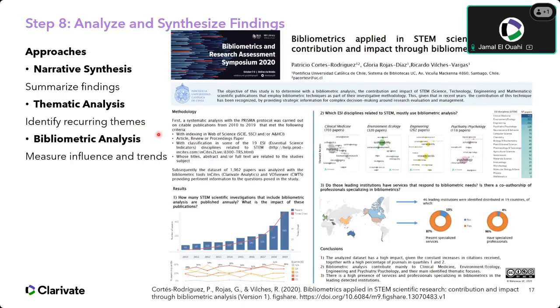And you see that's a poster in the conference. The methodology is, again, using the PRISMA protocol. Citable publications, what does that mean? It means articles and reviews from 2010 to 2019, indexed in the Web of Science. We look at conference proceedings as well. We look at this classification, and we look at papers that are related to the topic of interest. And they found 1,962 papers.